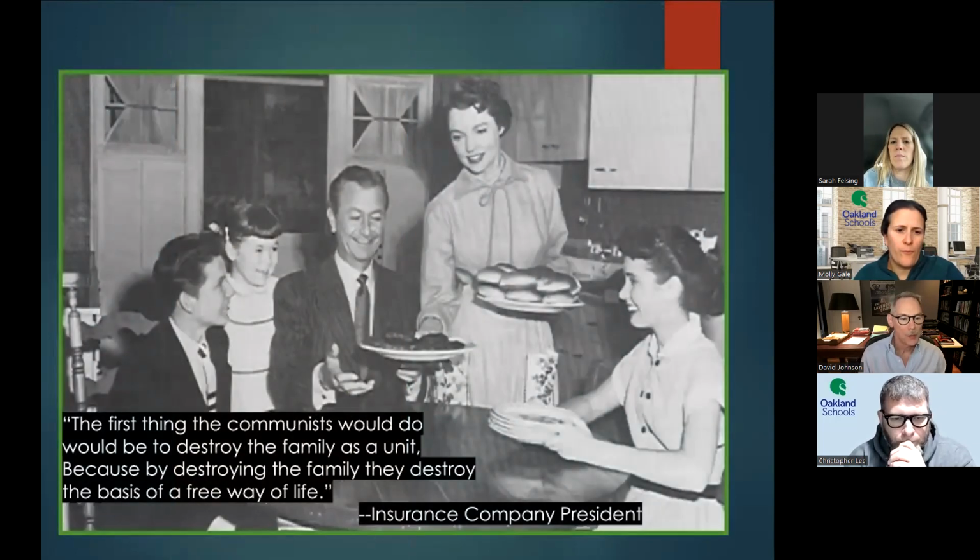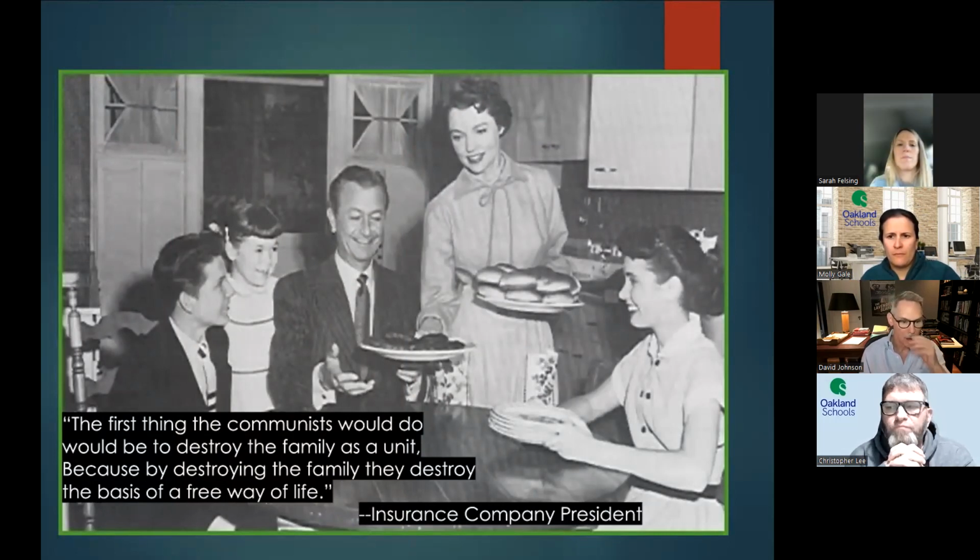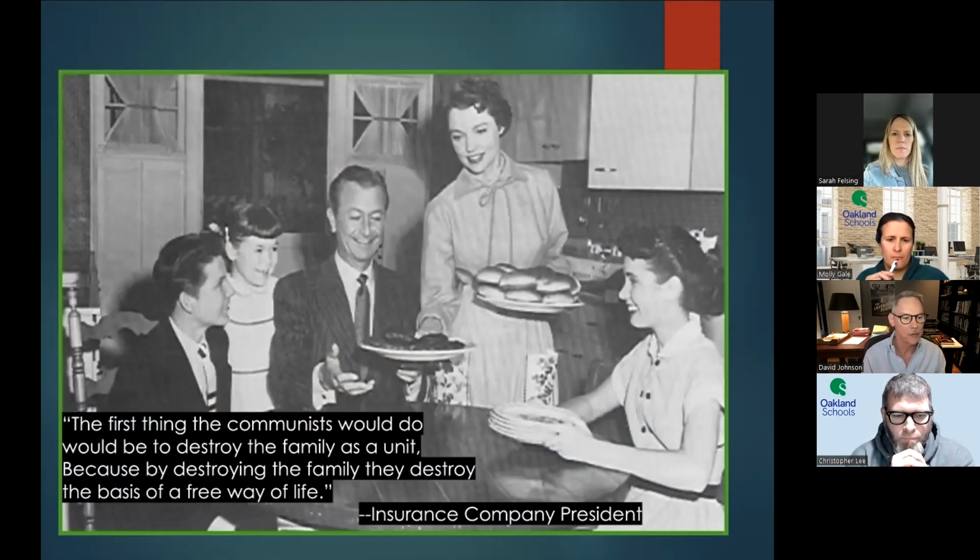But this is part of this larger moral concern going on in the Cold War, which is considered this moral struggle. It's a quote from an insurance company president who claims that the first thing that communists would do would be to destroy the family as a unit, because by destroying the family, they destroyed the basis of a free way of life. Right? So you can see why they would put homosexuals on the other side of this kind of Cold War moral struggle.